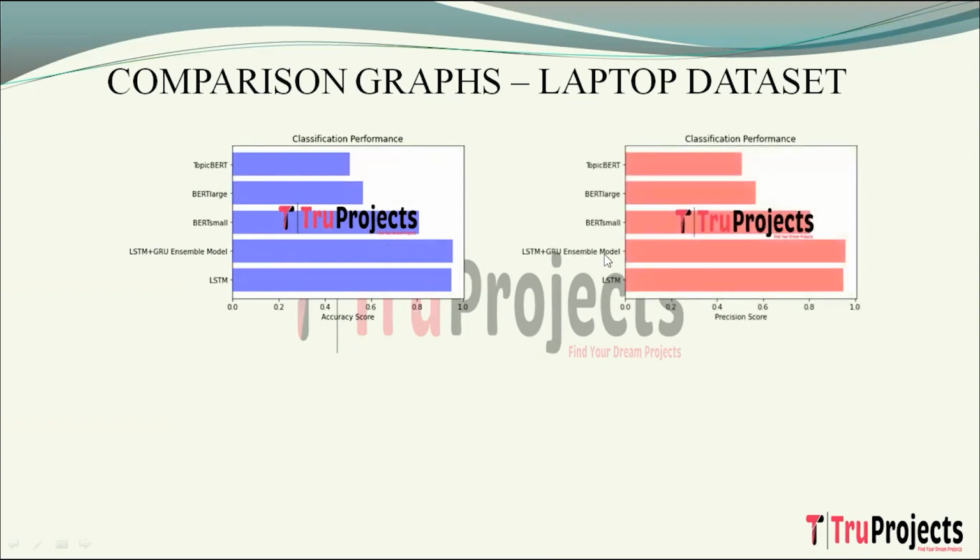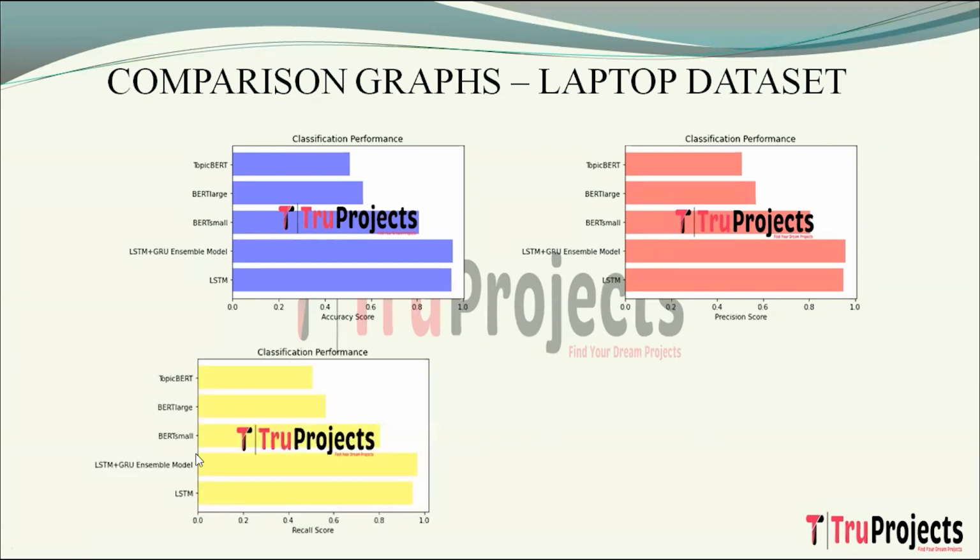This is the precision scores comparison graph. In this graph, on the x-axis I have precision scores and on the y-axis I have algorithm names. Precision measures the accuracy of positive predictions, indicating how many predicted positives were actually correct. This is the recall scores comparison graph. In this graph, on the x-axis I have recall scores and on the y-axis I have algorithm names. Recall measures the ability to identify all relevant instances, showing how many actual positives were correctly predicted.